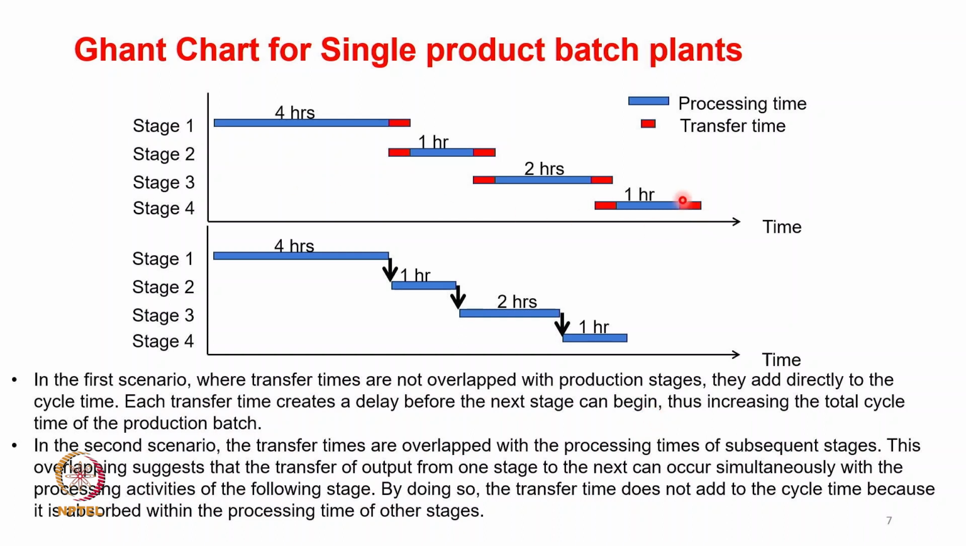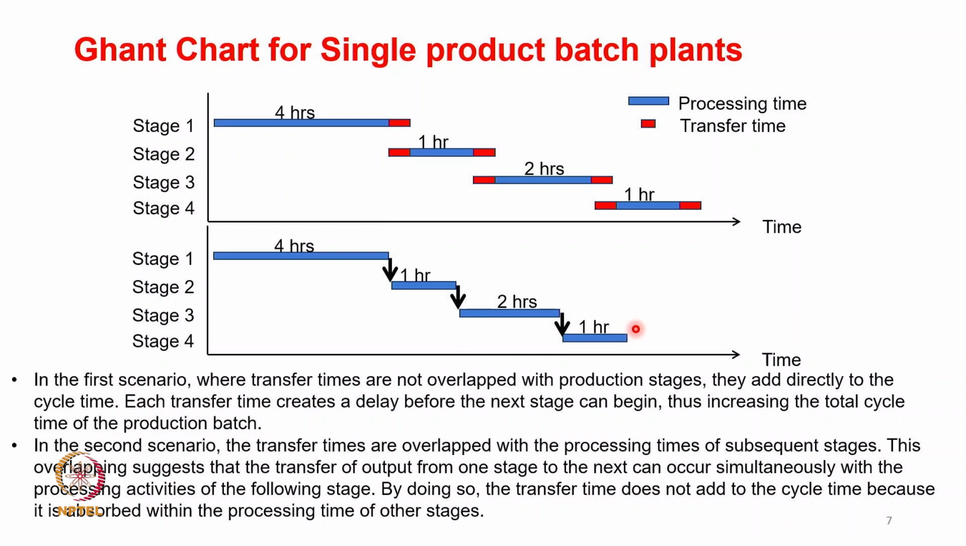So what would happen after the 4 hours are completed? You move from stage 1 to stage 2, then to stage 3, then stage 4. But you have to understand that in between stages there would be some time for transfer. Ideally, the figure at the bottom shows that such a transfer is negligible, and the transfer time can be overlapped with the processing time of the subsequent stages.